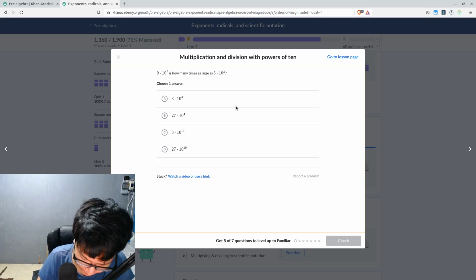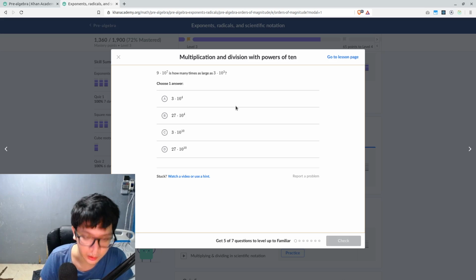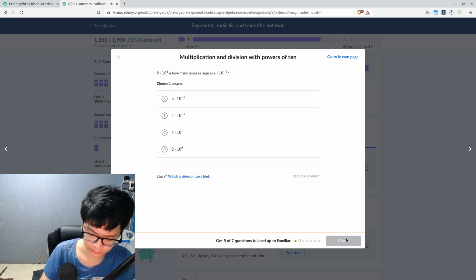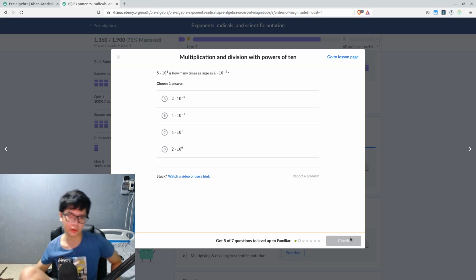Okay, so 9 times 10 to the 7th divided by 3 times 10. So 9 divided by 3. 3 times 10 to the 4th power. This one. And why am I writing here? Should I do it in here?